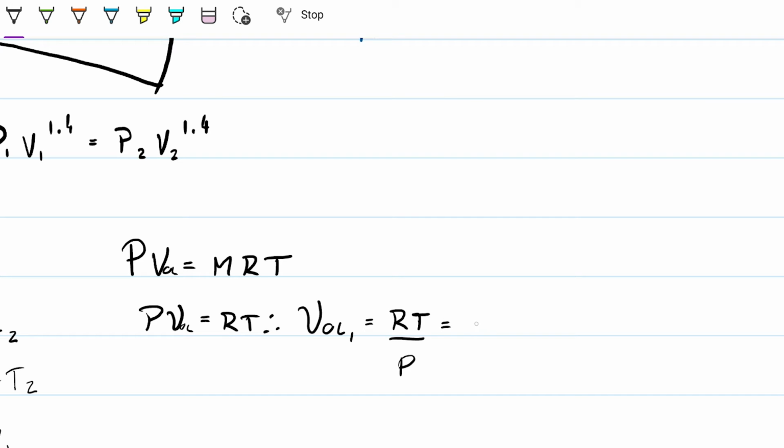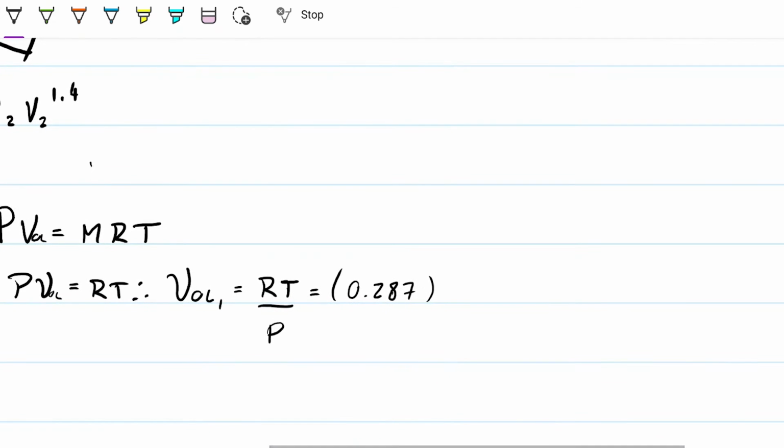I happen to know. So my R is 0.287. That's the constant R for air. So this is not the general one. This is a specific one for air. The inlet temperature is 278 Kelvin, and the pressure on the inlet is 83 kilopascals.